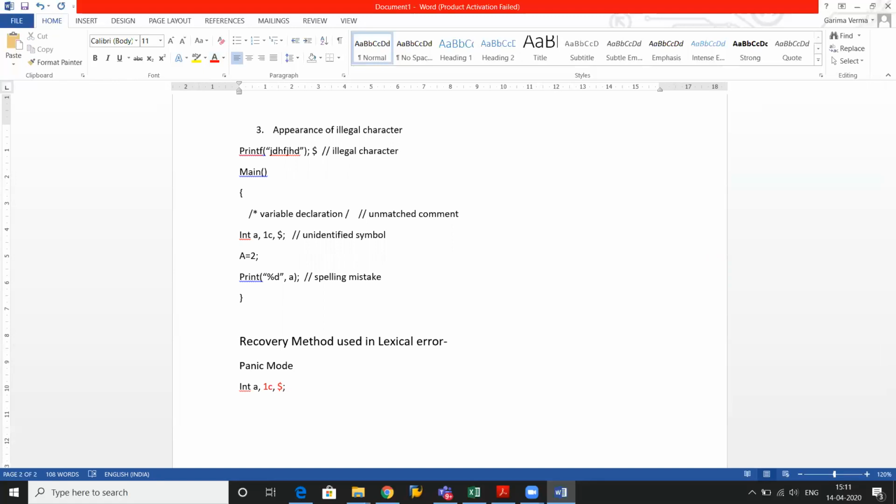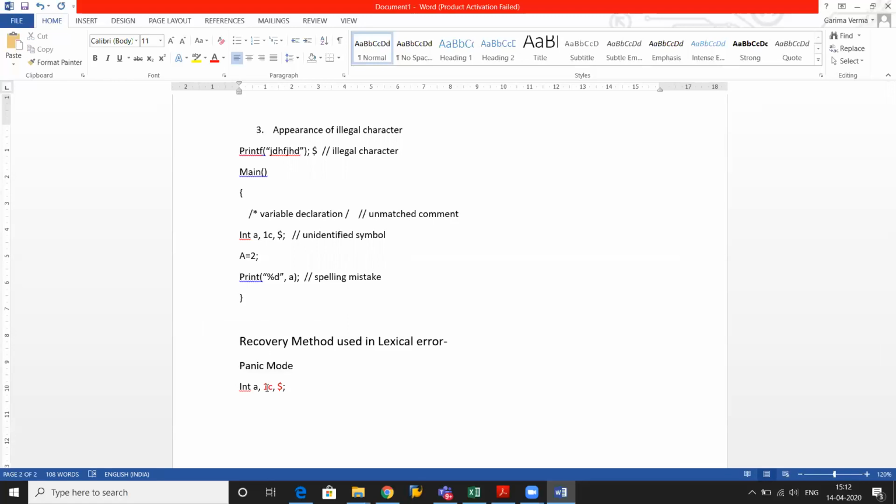So this type of recovery mode is called panic mode, and it applies in the lexical analyzer for recovering the lexical error. Now if the compiler does not apply the panic mode, what will happen? It will find the error here and it will stop the compilation of the remaining program. So that is why it is important to apply the recovery method, so that the remaining program is also compiled and you can get more errors in the other lines also.